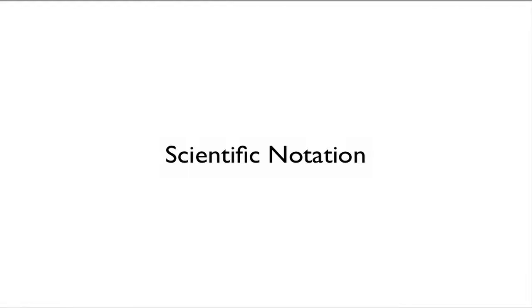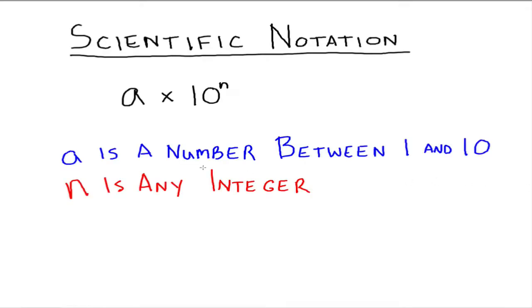Alright, scientific notation is just a notation used to write very large numbers or very small numbers. It has the following form. Some number, and that number has to be between 1 and 10, but not equal to 10. So greater than 1 but less than 10.